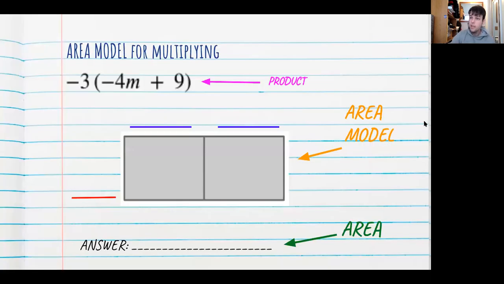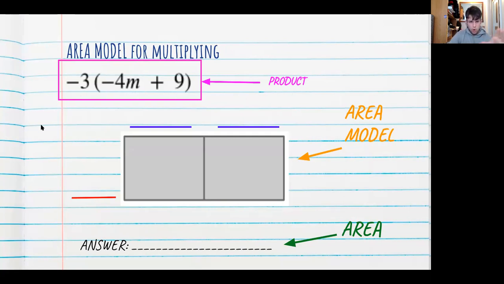So that's why I'm encouraging us to learn this way. All right, so here is what an area model looks like. I'm going to run through the different pieces. Right up here, we have the two things that we are going to multiply together, the monomial times the binomial. I'm going to call that the product. The product is when you multiply two things together. So this is our product. We're multiplying this monomial times this binomial.